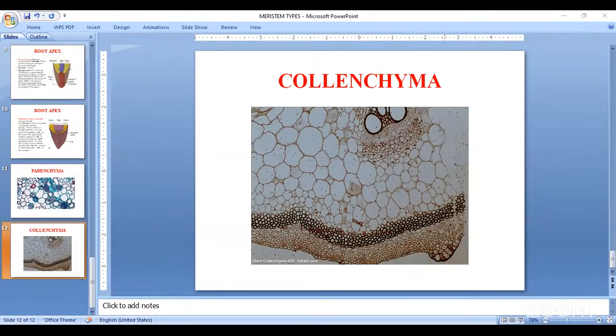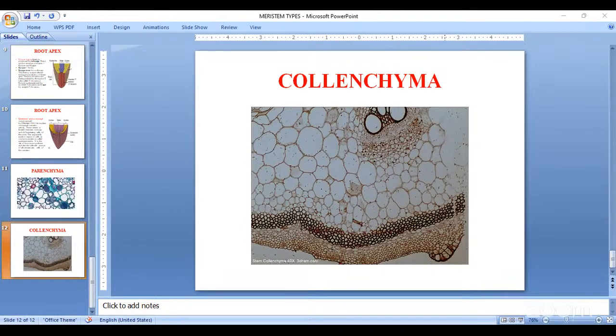This collenchyma is generally absent in monocotyledons. That's important. If we take dicots and monocots, generally collenchyma is absent in monocotyledons. That's why monocotyledon stems are small, mostly very weak. And the types of collenchyma are angular collenchyma, lamellar collenchyma, and lacunar collenchyma. These are the three types of collenchyma.